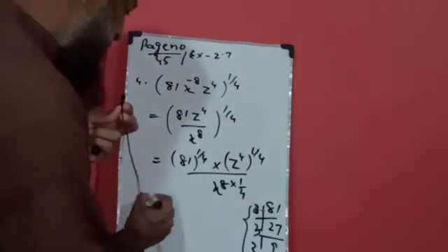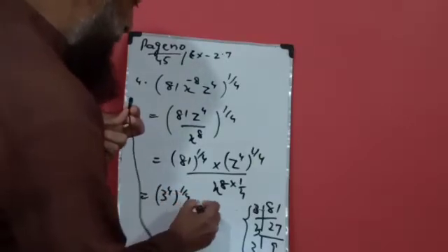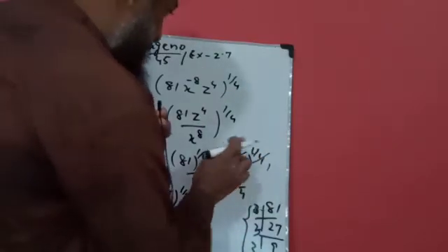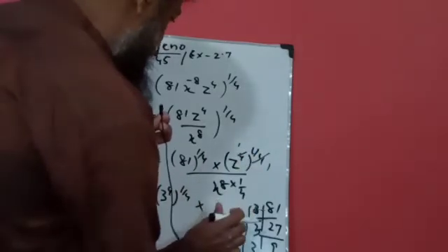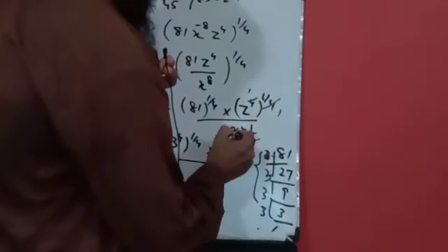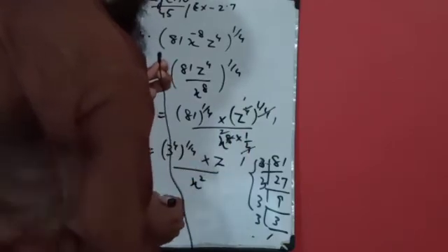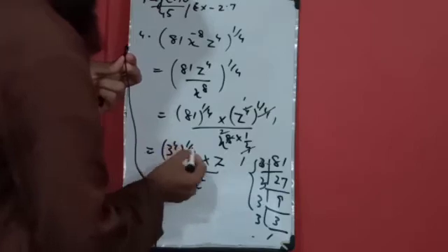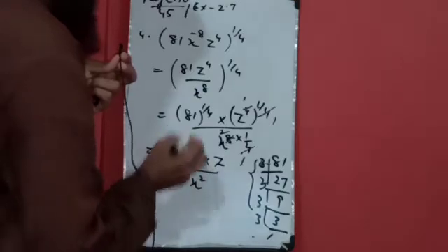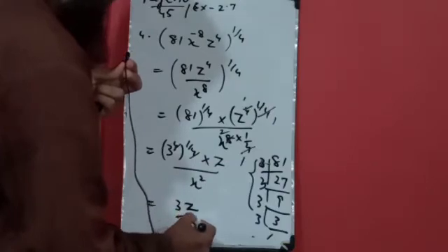So we write 3 raised to power 4, whole raised to power 1 upon 4. And now z to the 4: 4 1s are 4, that means z. Similarly, 4 1s are 4, 4 2s are 8, it comes as x squared. In the last step, the fourth power of 3 and the whole power 1 upon 4 cancel each other, and the answer comes as 3z upon x squared.